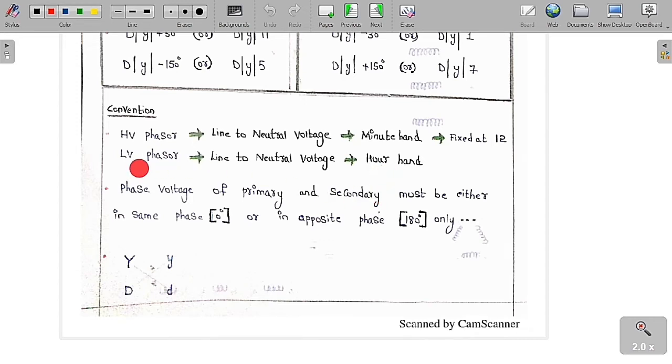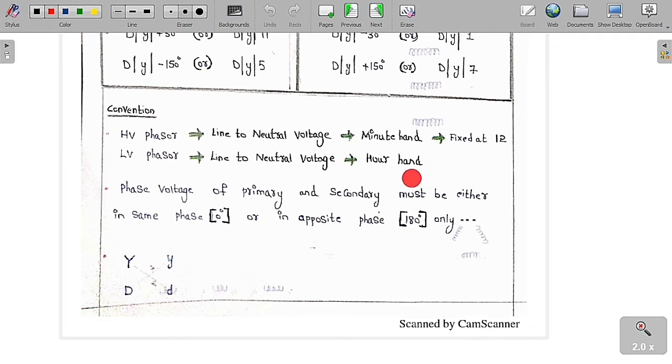So listen carefully. HV phasor means high voltage phasor. We generally choose only the line to neutral voltage, or simply the phase voltage. HV means high voltage, and in a clock the longer hand is the minute hand, so we always fix the minute hand at 12 o'clock. LV phasor means low voltage phasor, again the phase voltage. LV means the smaller hand, the hour hand. The hour hand we vary, but the minute hand is always fixed at 12 o'clock. This is the convention that we are going to choose.